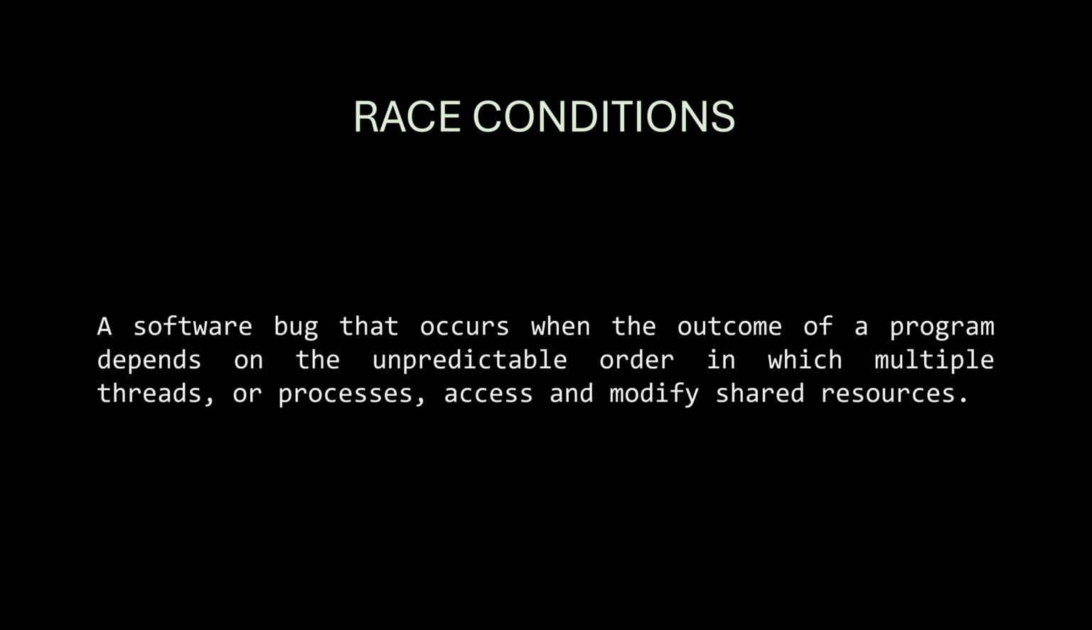A race condition is a software bug that occurs when the outcome of a program depends on the unpredictable order in which multiple threads, or processes, access and modify shared resources. Race conditions are typically side effects of preemptive operating systems. There lies the unpredictable requirement for this kind of bug to occur.